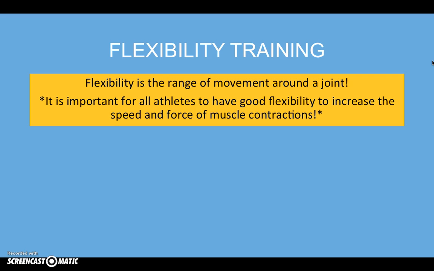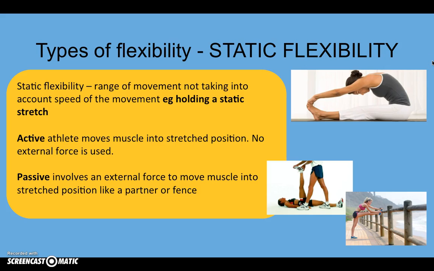Okay, so when we're talking about the types of flexibility, we've got two types. We've got static flexibility and dynamic flexibility. On this slide here, we're just going to be talking about static flexibility. Okay, so this is the range of movement, not taking into account speed of the movement, e.g. holding a static stretch. So two types of static flexibility. We've got active and passive. Active means the athlete moves muscle into stretch position with no external force used. Okay, so this picture here is an example of a static active stretch. You as a performer actively stretching into that to make your muscles lengthen.